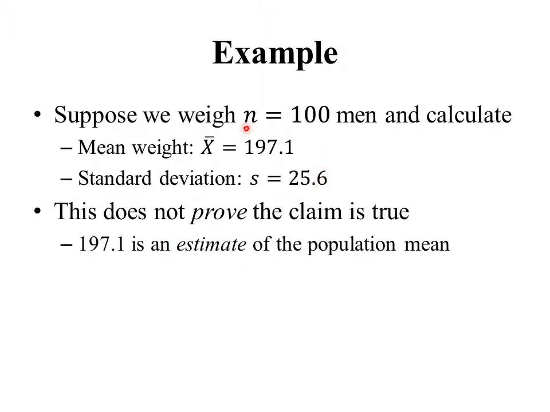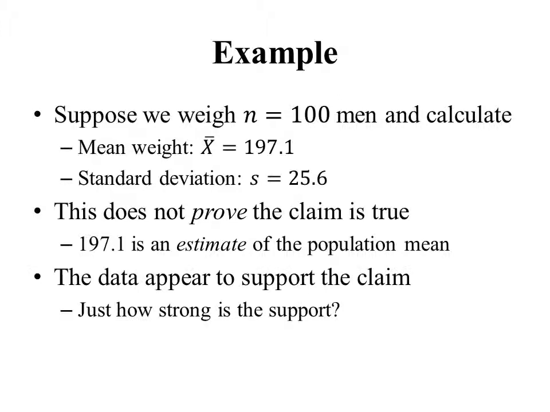This tells us that our population mean is probably somewhere around 197 pounds. So our data appear to support the claim, but we want to ask ourselves just how strong is this support? Is this just kind of real weak support, or is it real strong support? In other words, is it enough support to say that my claim is probably true, or is it just some weak evidence that we cannot take terribly seriously?